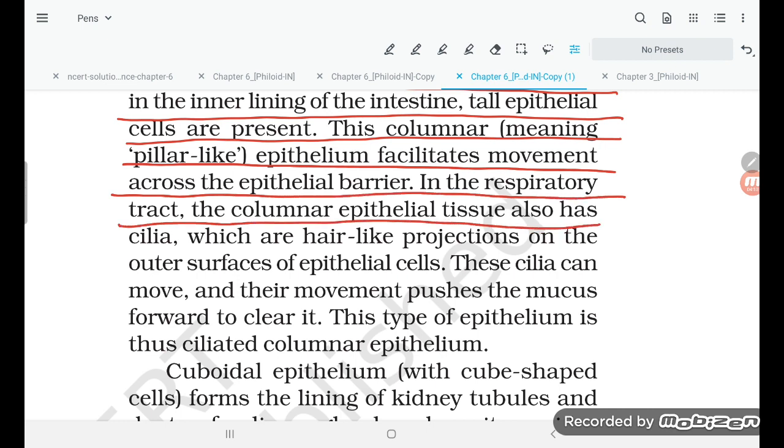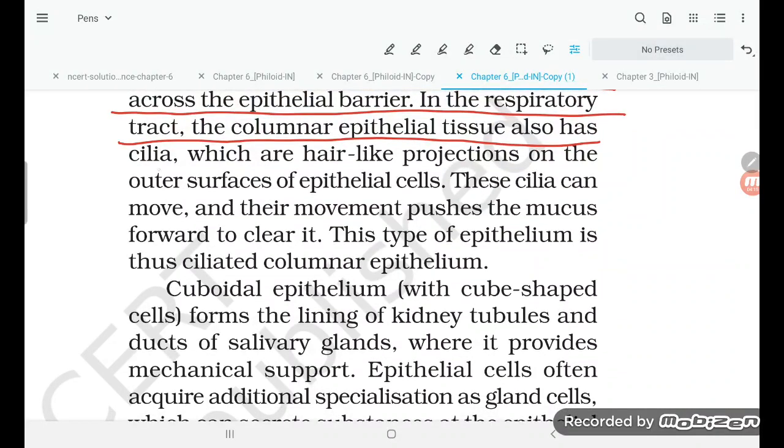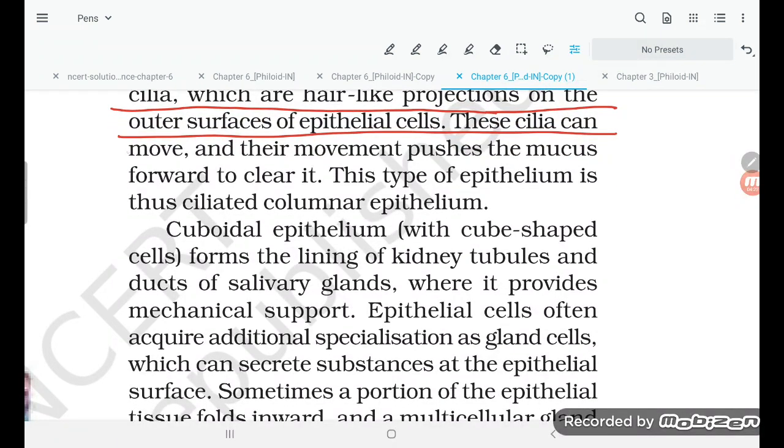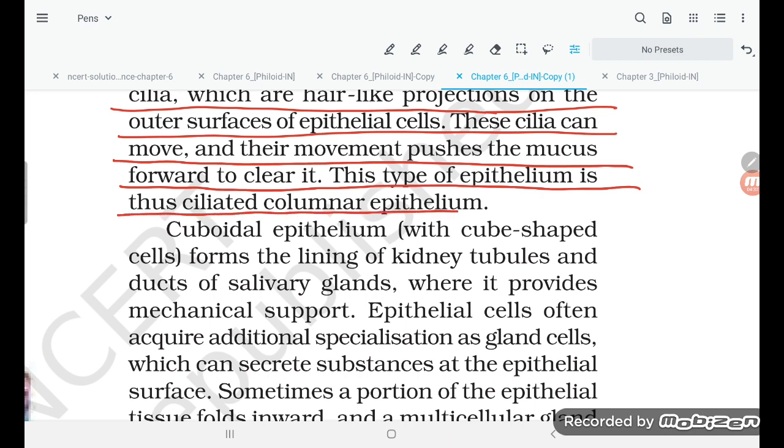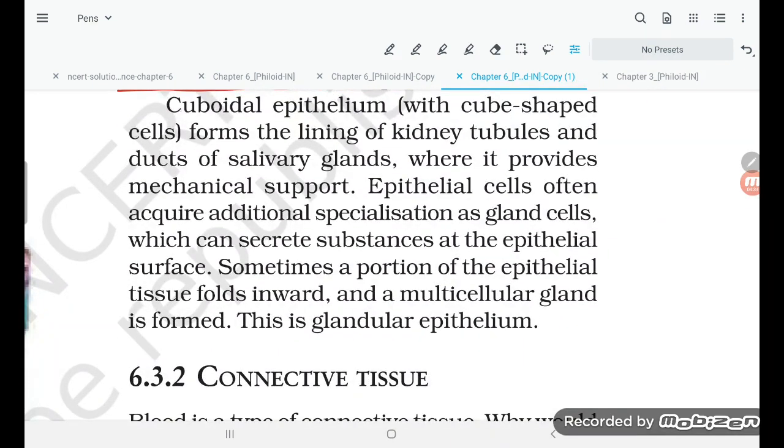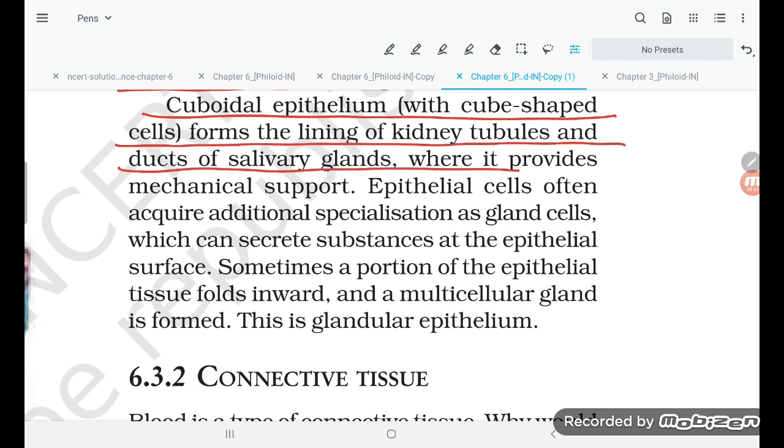The columnar epithelial tissue also has cilia, which are hair-like projections on the outer surface of the epithelial cell. These cilia can move, and their movement pushes the mucus forward to clear it. This type of epithelium is thus ciliated columnar epithelium. Cuboidal epithelium, with cube-shaped cells, forms the lining of kidney tubes and ducts of salivary glands, where it provides mechanical support.